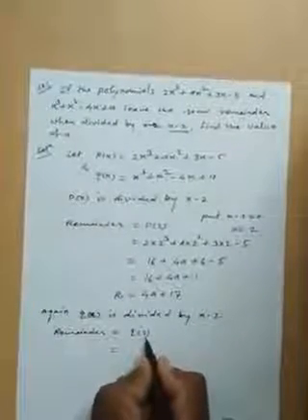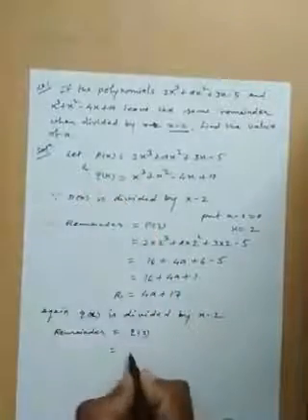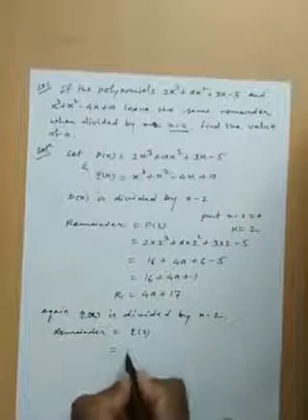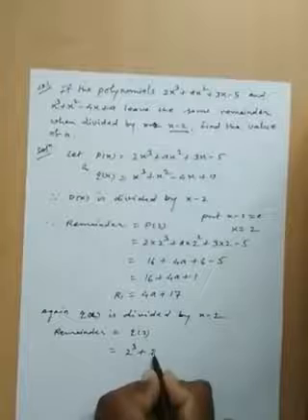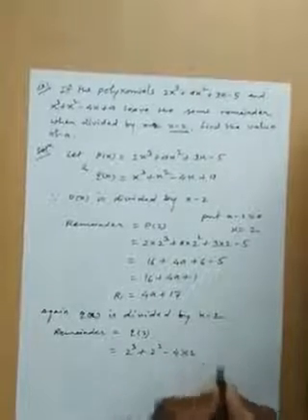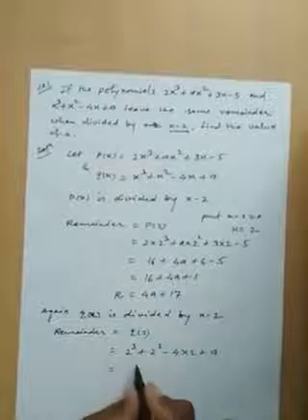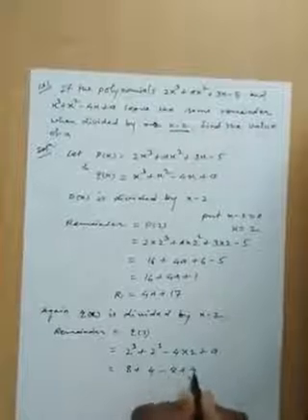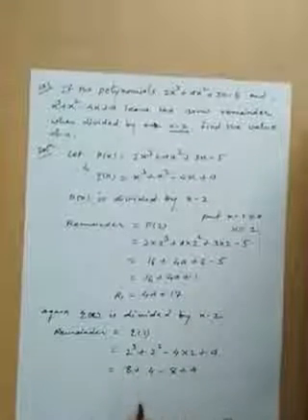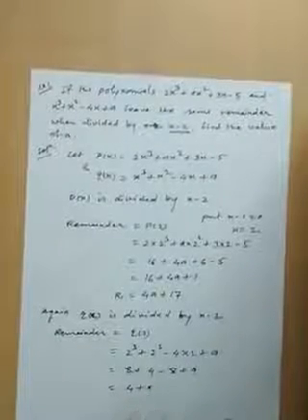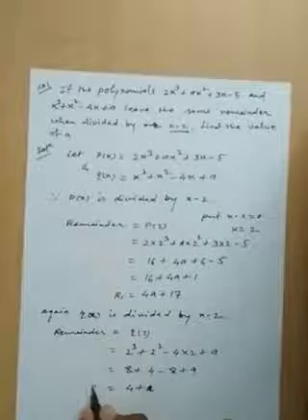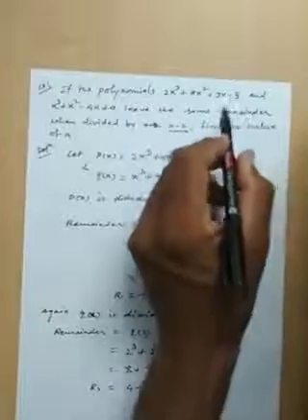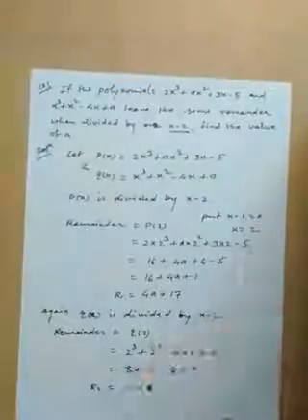So put x equal to 2 in Qx. Qx is x cube plus x square minus 4x plus a. In place of x, 2 cube plus 2 square minus 4 into 2 plus a. 2 cube is 8, 2 square 4, here 8 and 8 cancel, and 4 plus a is the remainder of the second polynomial. And it is given that both the polynomials leave the same remainder.